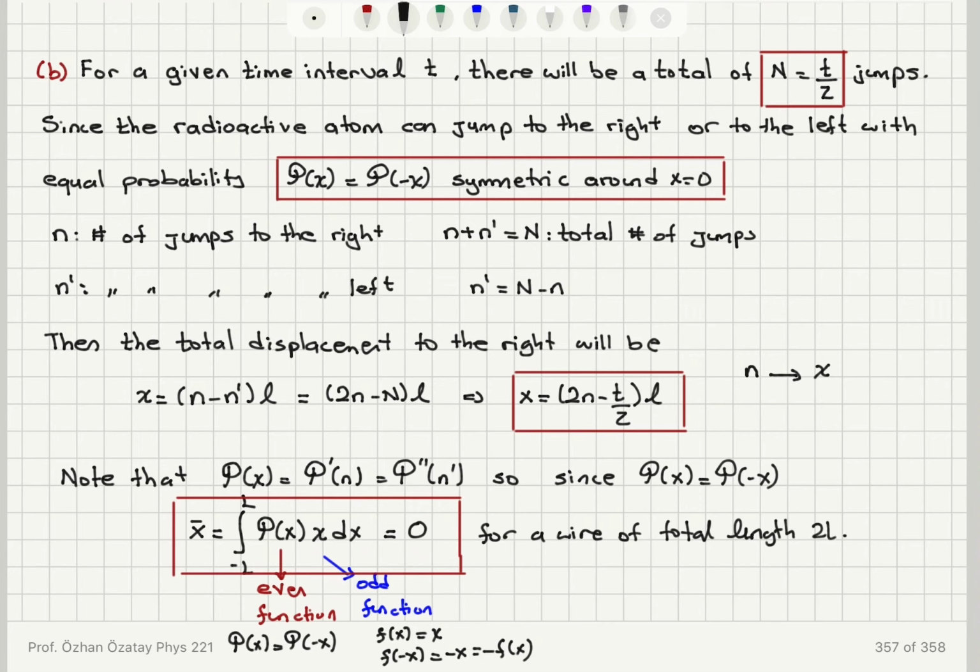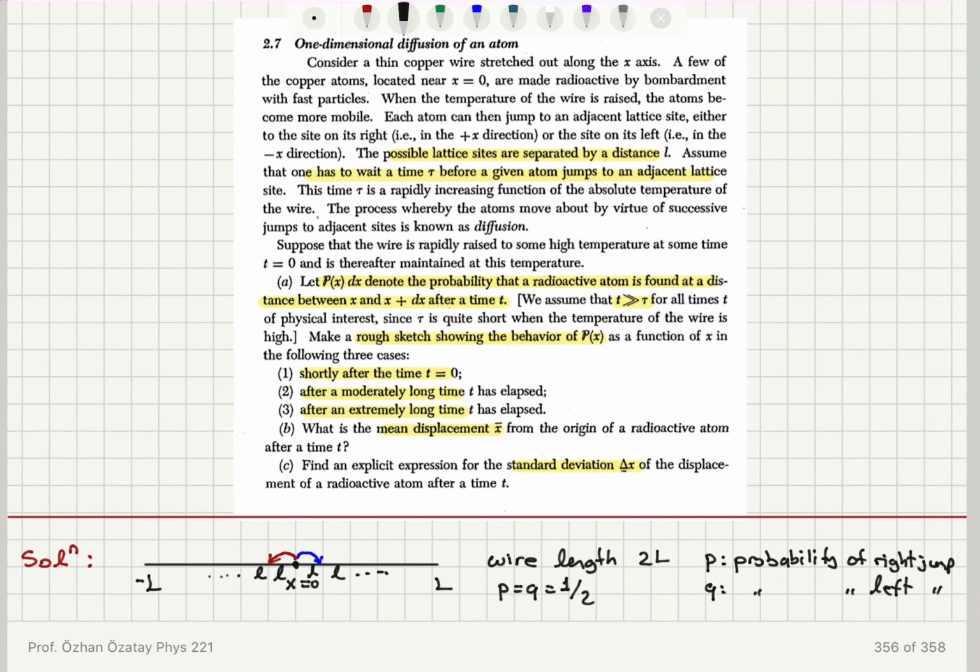Here I'm using the definition of the average value. You multiply the variable with its probability, and go over all possible values with their corresponding probabilities, in the summation or, in the continuous version, the integration. You find the mean value. So the mean value of x is equal to 0. It has to be a symmetric distribution around x is equal to 0, so the integral gives us a 0 at the end. So that's the answer to part B of the question, the mean displacement from the origin of a radioactive atom after a time t.